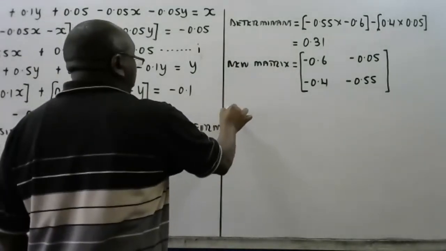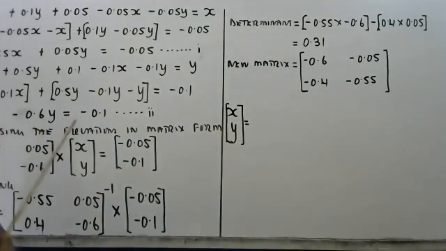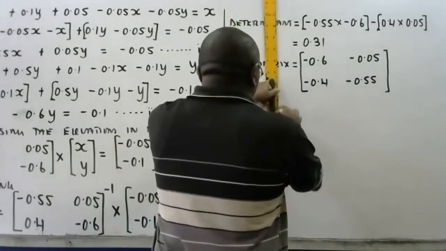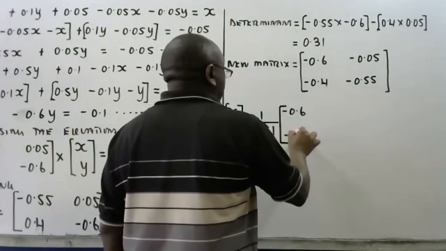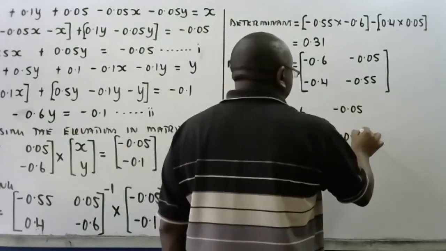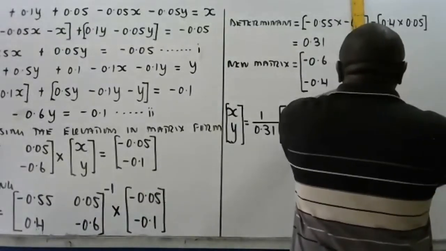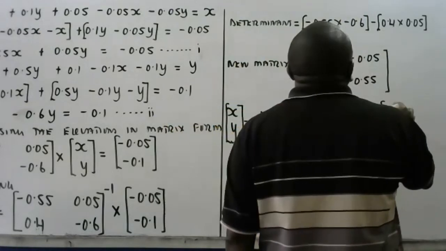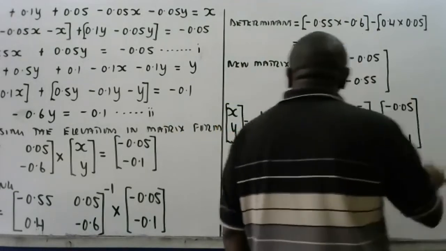So then this becomes XY. XY is equal to one out of 0.31. You now multiply by the new matrix, which is minus 0.6, minus 0.4, then minus 0.05, and minus 0.55. That way, you come and multiply this other one, which is minus 0.05 and minus 0.1.